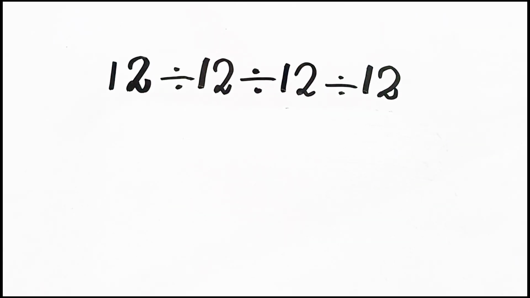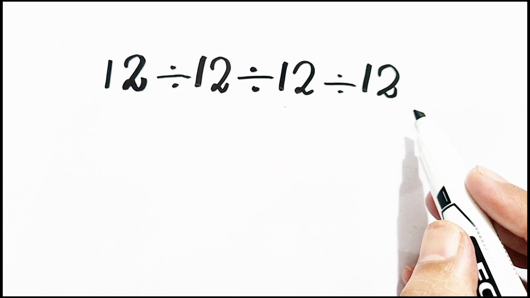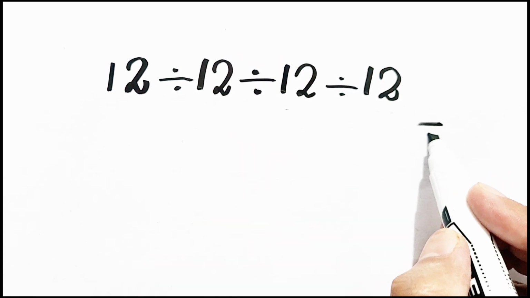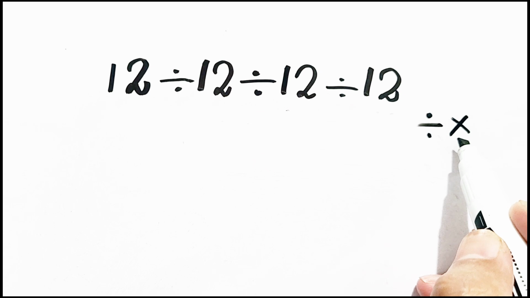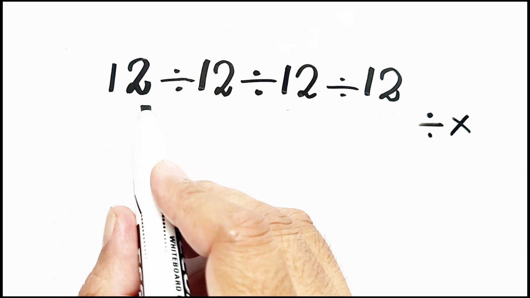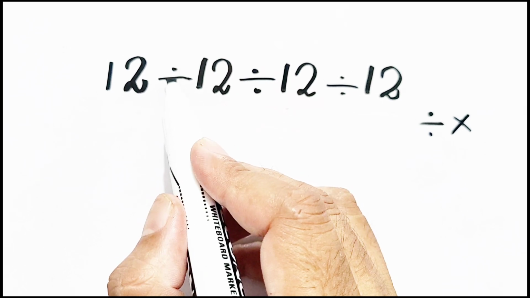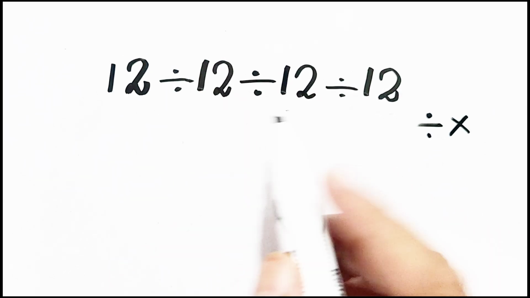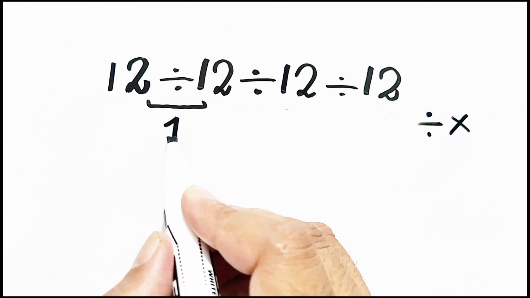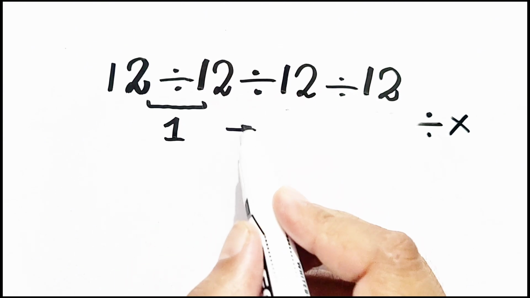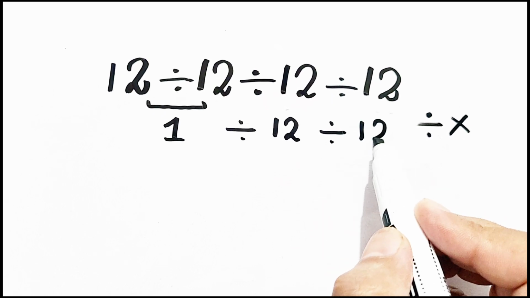So let us handle this question according to PEMDAS, according to order. We have only division. Remember that when we have division or multiplication, we have to move from left to right. This division will be solved first, then this, then this. So by solving this one, we will get 1. Divided by 12 as it is, divided by 12 as it is.